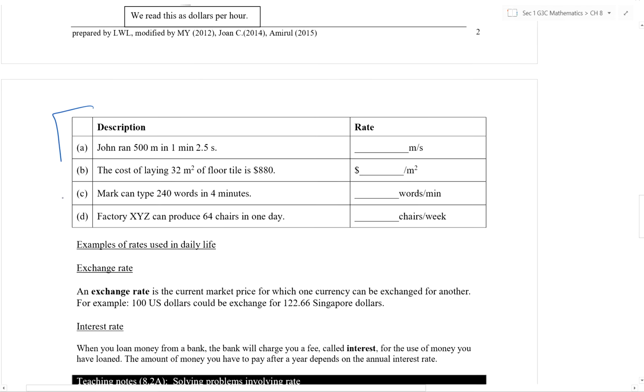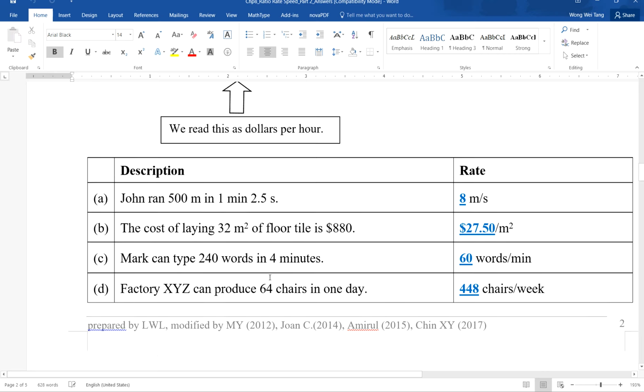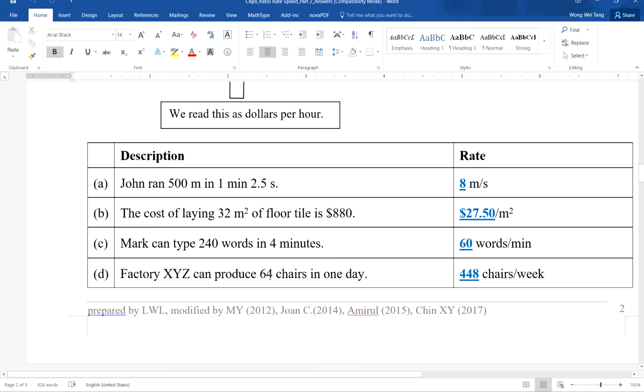Okay, please try part A to D right now. Please check. For the first one, he ran 500 meters in 1 minute and 2.5 seconds. So you take 500 meters divided by a total of 62.5 seconds. And 1 minute, 60 seconds. So 1 minute, 2.5, 62.5. You get 8 meters per second.